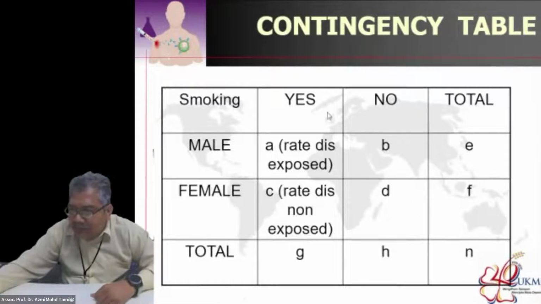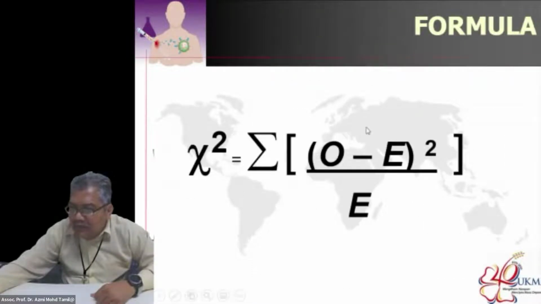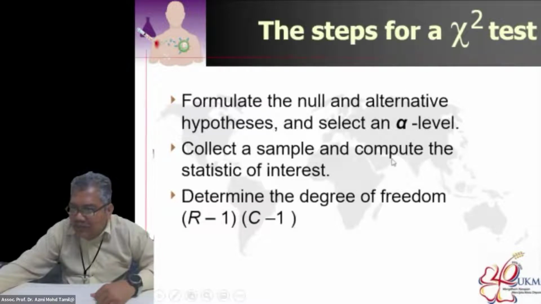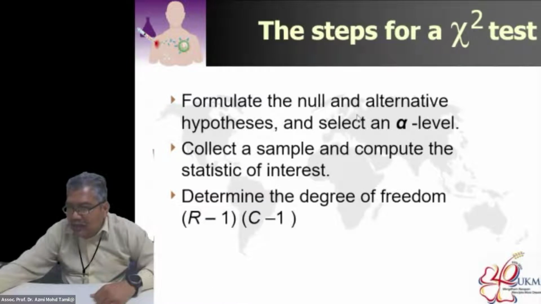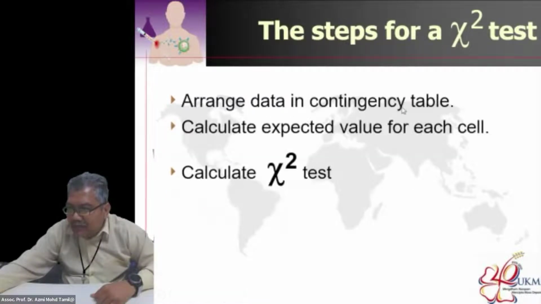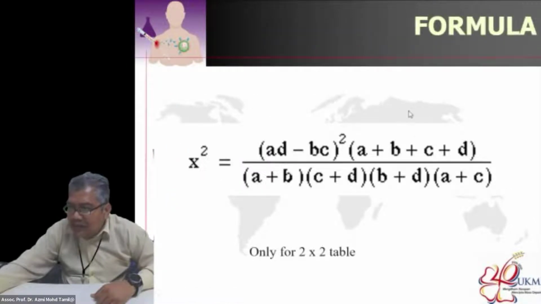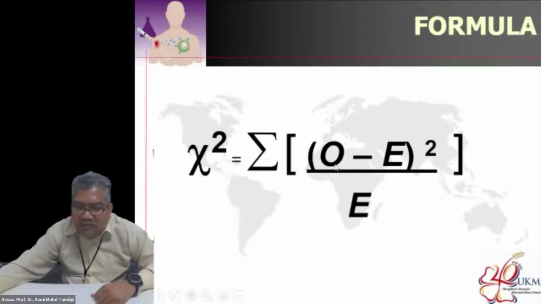Expected is based on the formula A, B, C, then. So the formula could either be this one for chi-square, but this is only for a 2x2 table. If it is not a 2x2 table, it is the earlier formula, which is this, observed minus expected.